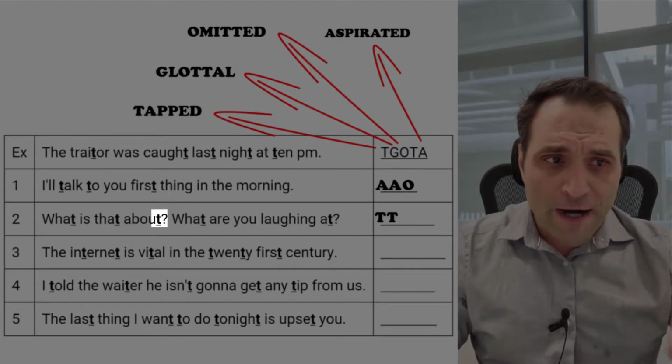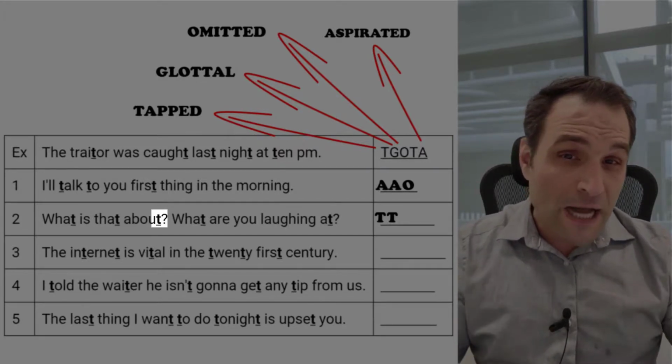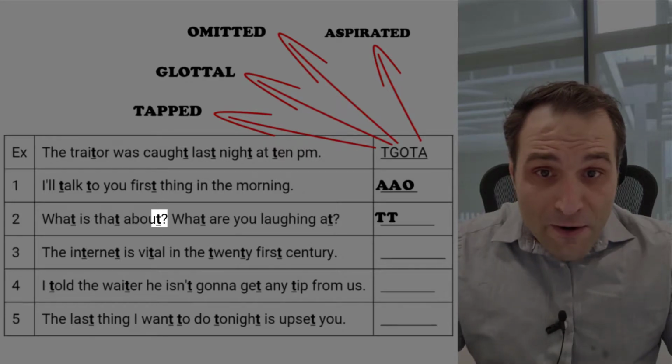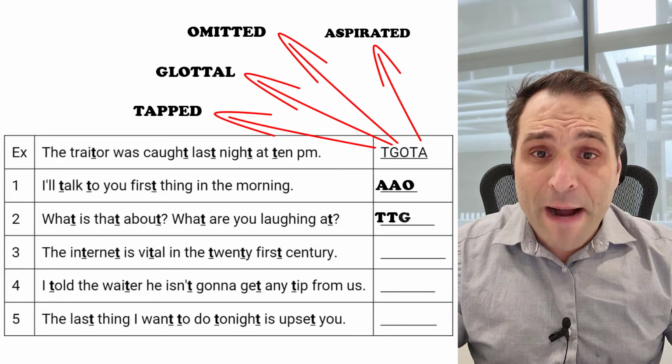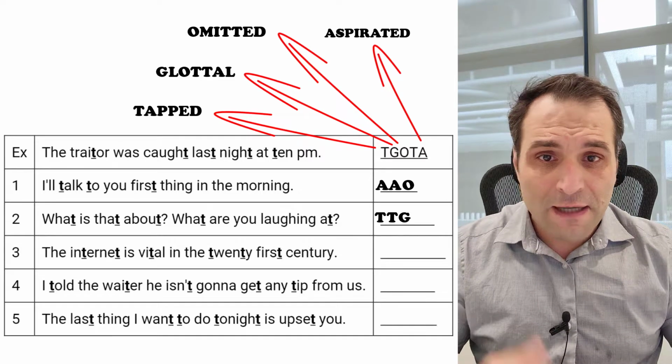Now, the final T in about is glottal. I don't have to make it glottal, but a lot of people do. So I say "about," with a glottal stop, not the fully released T.